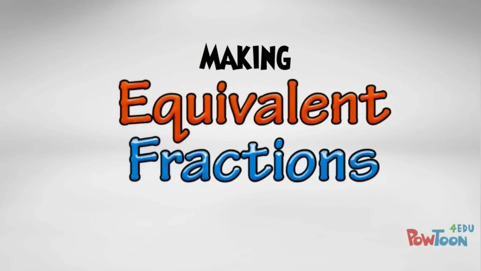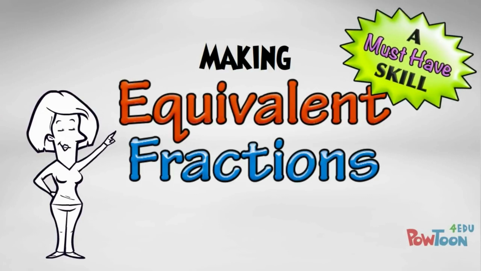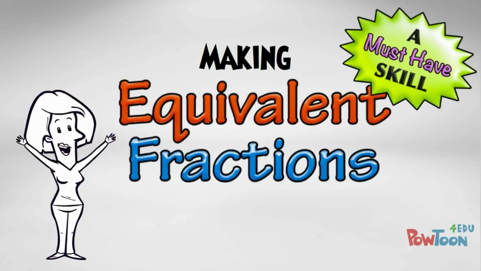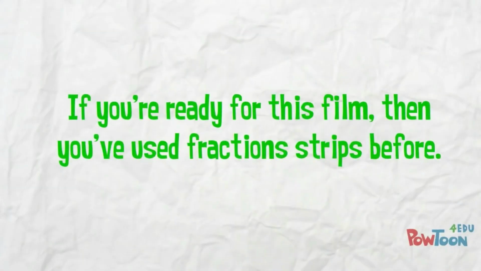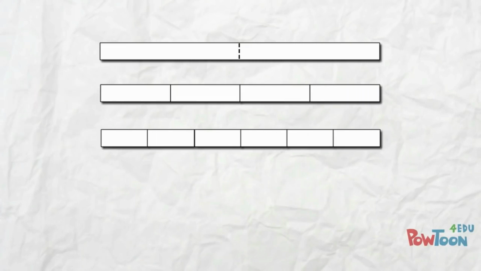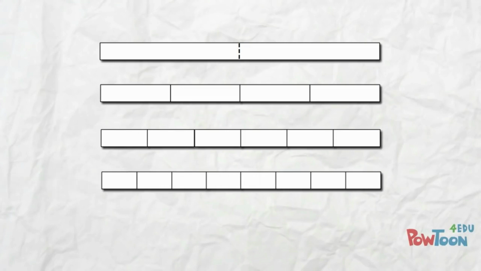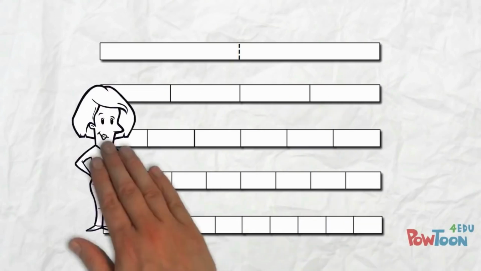Making equivalent fractions. This is a must-have skill. With it, you will ace your fractions problems. If you're ready for this film, then you've used fraction strips before. Here's a whole one. Let's fold it to make two halves. This whole is in quarters. This is in sixths. This is in eighths. And this is in tenths.